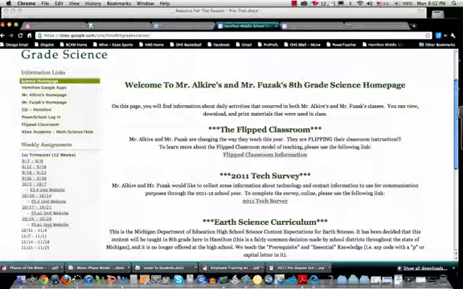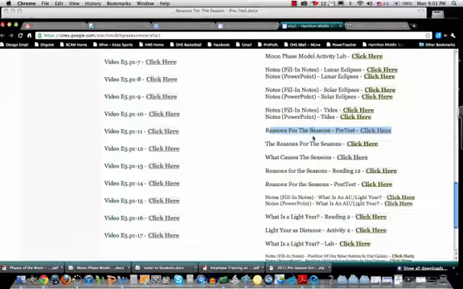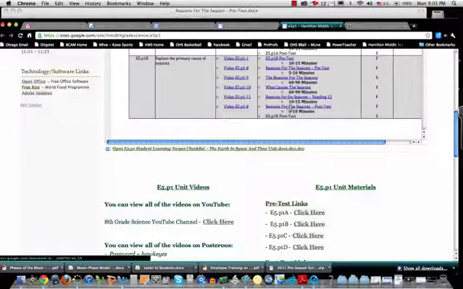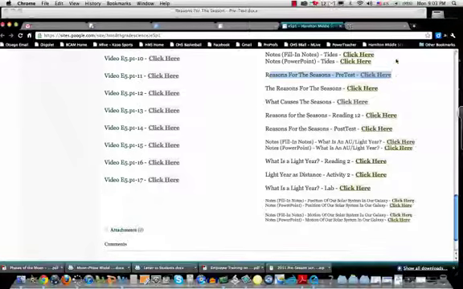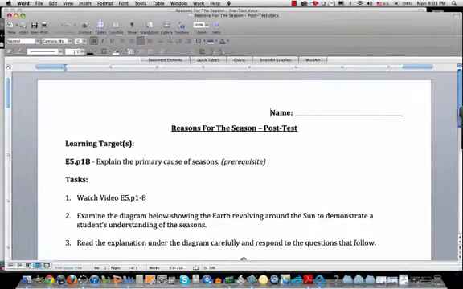On our website, you'll notice down here in the bottom left corner, the E5.p1 unit website. When you click on it, you'll be taken to our website, and digitally, you can click on the reasons for the seasons post-test. Or if you already have the post-test, the hard copy, and you don't need another copy of it, then you'll have the reasons for the seasons post-test down here, or what yours will look like is this.